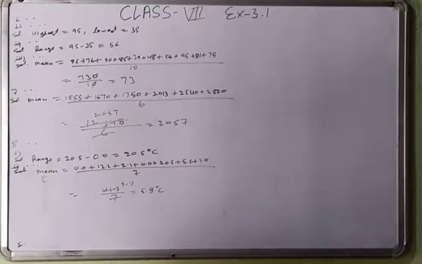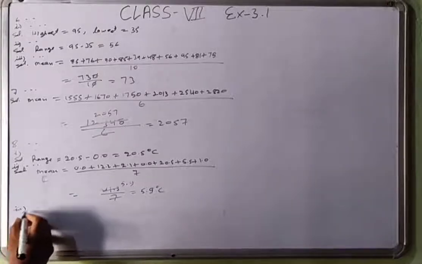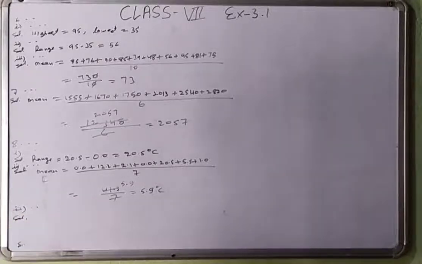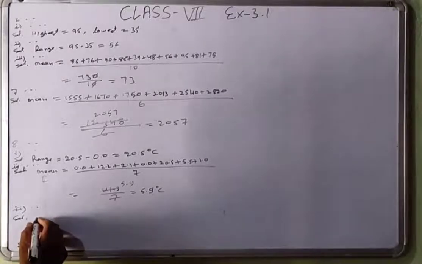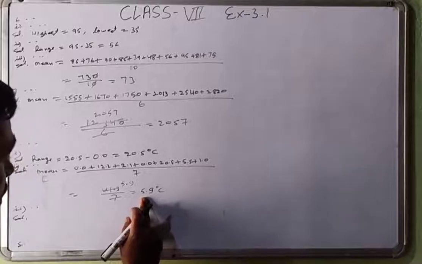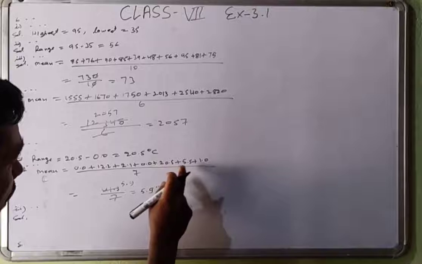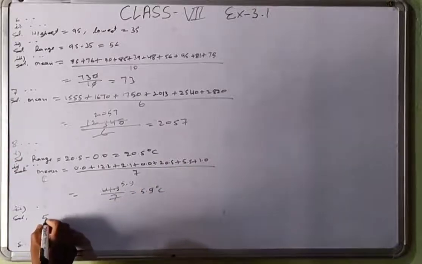Next, third part: on how many days was the rainfall less than the mean rainfall? The mean rainfall is 5.9. So the days less than 5.9 are 1 2 3 4 5. So that will be 5.